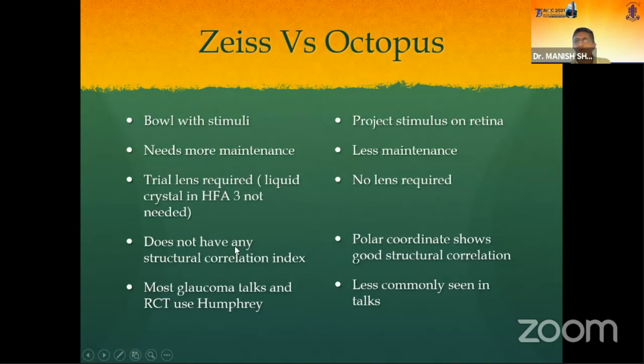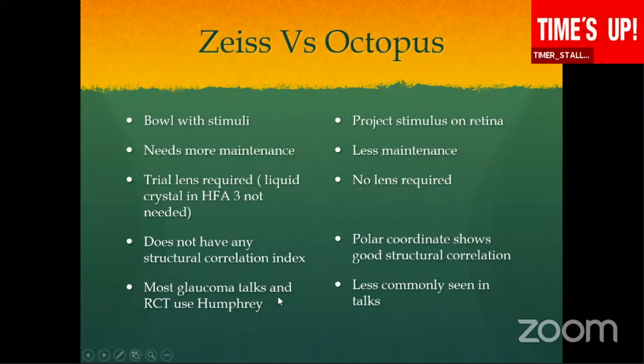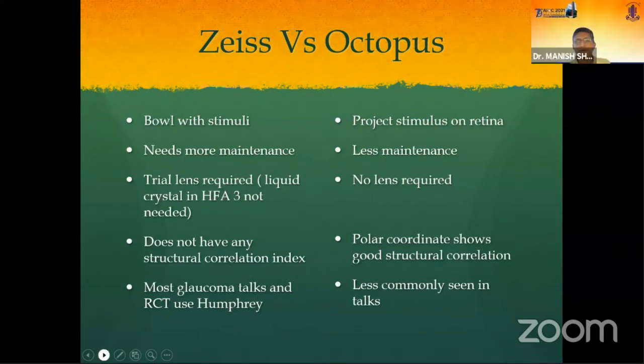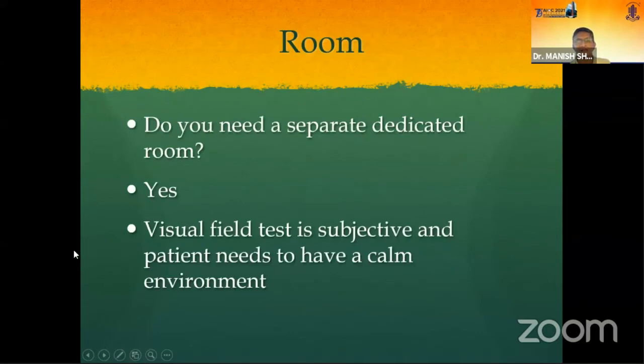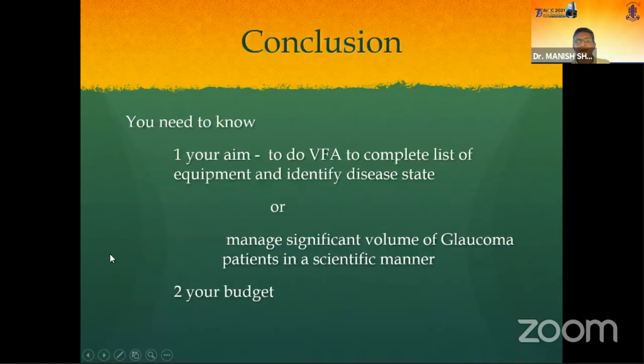And most often, if you go for glaucoma talks, most glaucoma talks and RCTs use the Humphrey, and less commonly the Octopus is being used by glaucoma specialists. That does not say that it is not good for glaucoma. Also, the administrator would like to know if you need a separate room. Definitely, it is indicated to have a separate room because visual field test is a subjective test and the patient needs to be calm and not disturbed. So if you have a separate room, it is definitely better.